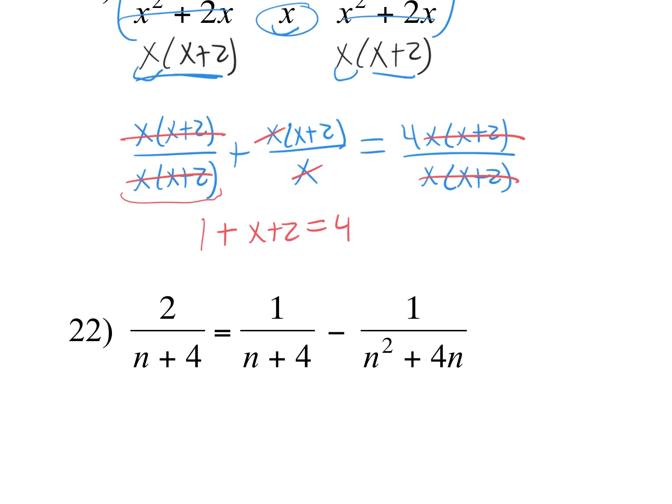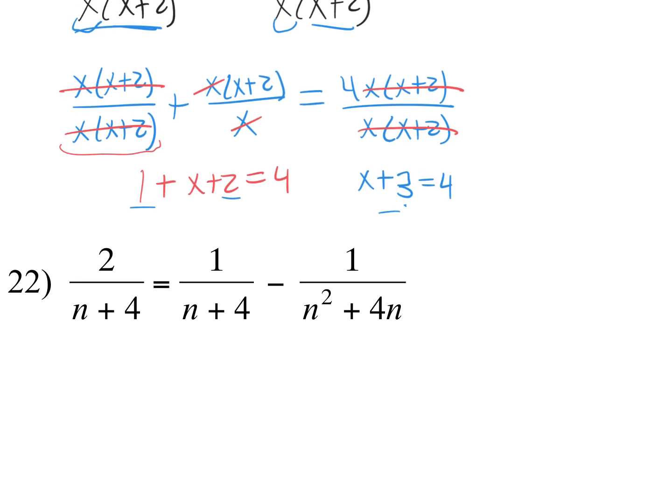All right. And then you want to combine like terms. 1 plus 2 is 3, so we get x plus 3 equals 4. All right, and then subtract 3 on both sides. So then we get x equals 4 minus 3, which is 1.